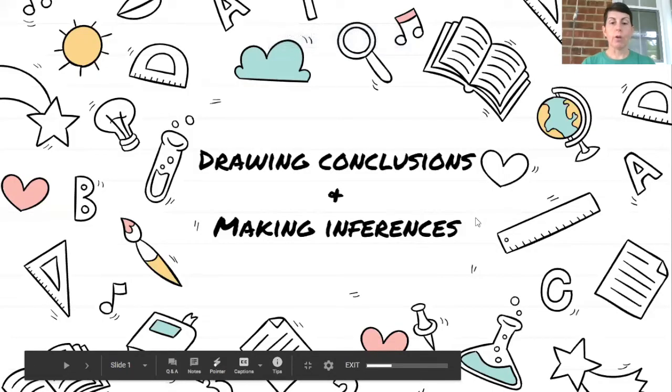So this week, we're going to be drawing conclusions and making inferences. We're going to be using nonfiction text when we look at conclusions and inferences, which is a little bit different from drawing conclusions and making inferences in fiction text.